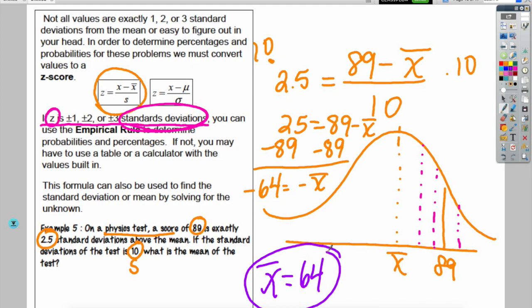Yes. To be honest, it's the same formula either way. So we could have used the other one, but considering that, like I said, we don't know for sure if it's the entire population of physics tests or not, then we just use the sample formula. So again, it's the same formula, just different symbols. Other questions?